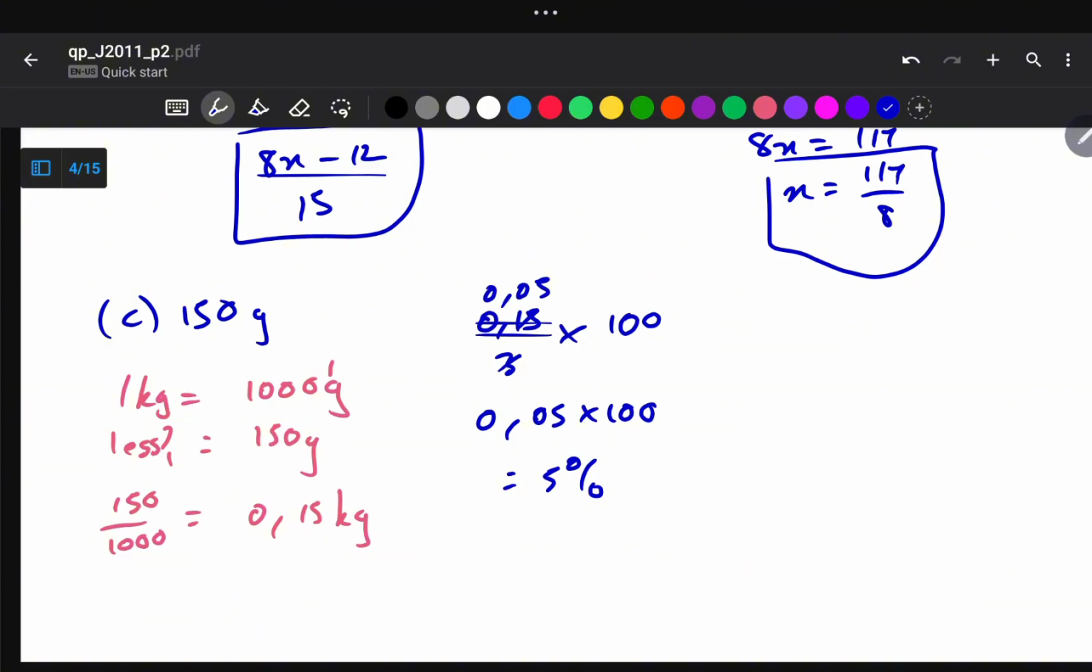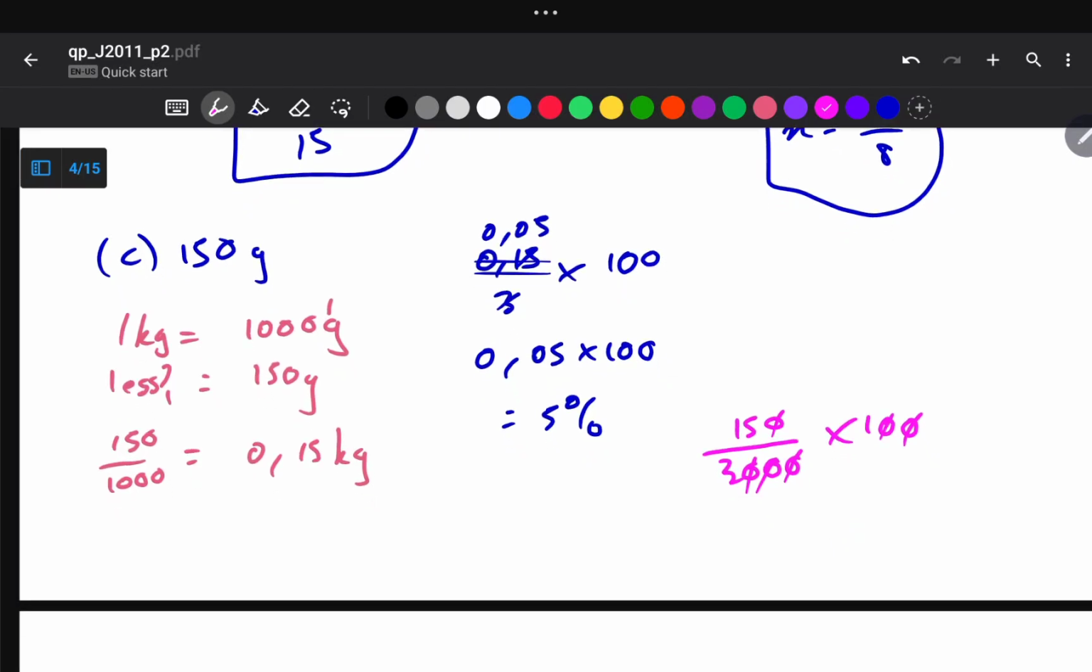And then let us try when we convert 3 kg into grams. Given that 1 kg is equal to 1000 grams, 3 kg is equal to 3000 grams. So here we can simply say it is now 150 grams over 3000 grams, times 100. So these zeros cancel, and we are left with 15 over 3. So 15 divided by 3 is equal to 5%. So our answers are the same. So 150 grams as a percentage of 3 kg is 5%.